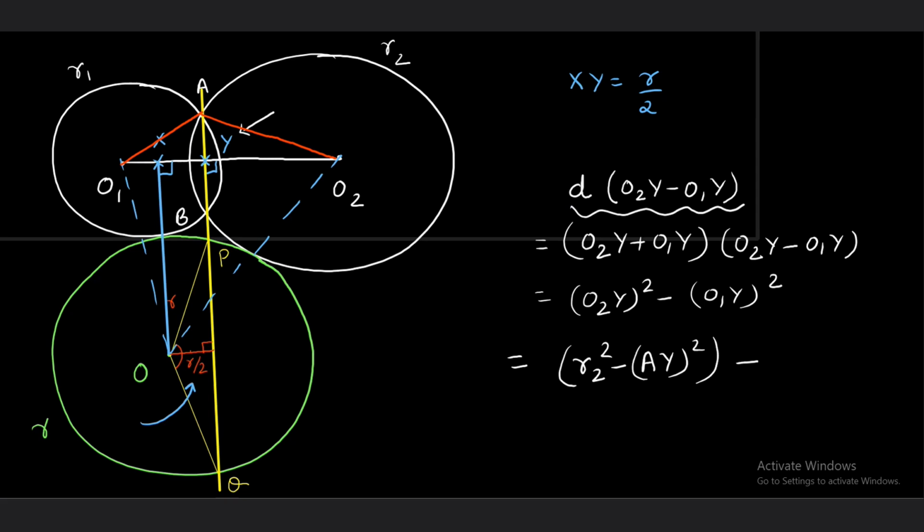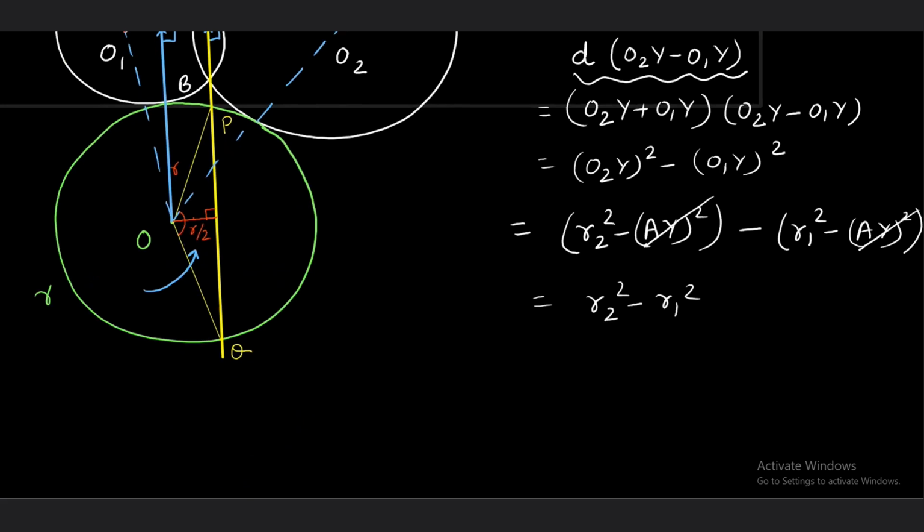Minus O1y. What is O1y? O1y you can write as R1 square minus again AY whole square. But this AY square got cancelled and I'm getting the result as R2 square minus R1 square. Correct? This is the result I'm getting for D times O2y minus O1y. So let's write it down, this first relation we have got for D times O2y minus O1y. This is the first relation.